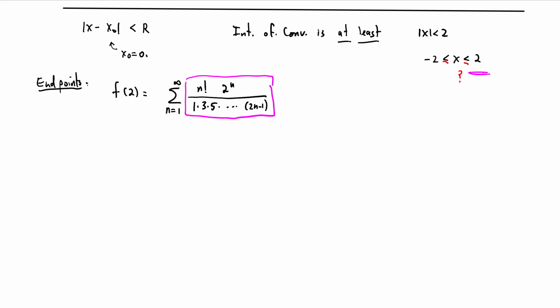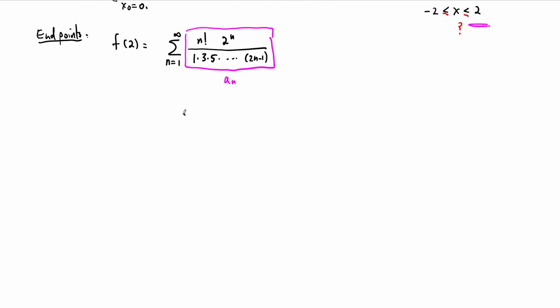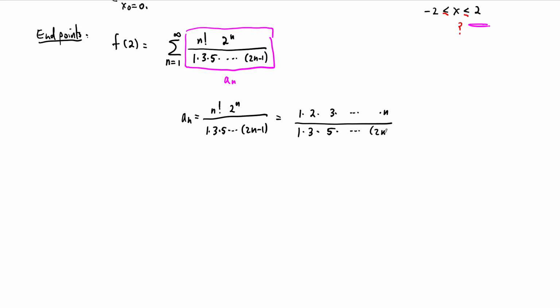So let's look at this a little bit more closely. I've put a box around the general term of the sequence. I want to write this out and examine it a little bit more closely. So a sub n is equal to exactly this, n factorial times 2 to the n over 1 times 3 times 5 all the way up to 2n minus 1. But if we start to expand this out, let's see what happens. So n factorial is of course 1 times 2 times 3 all the way up to times n. And in the denominator we have 1 times 3 times 5 up to 2n minus 1.